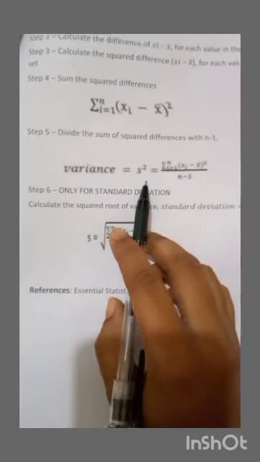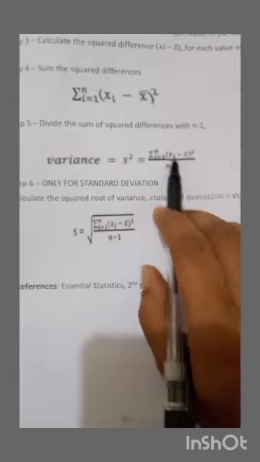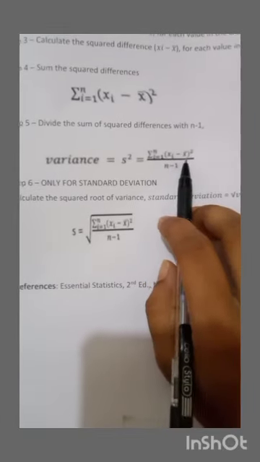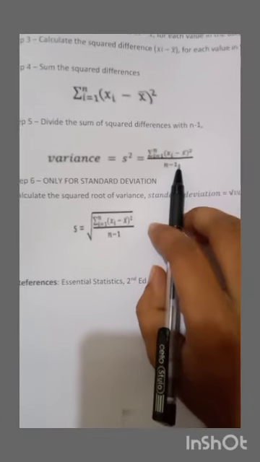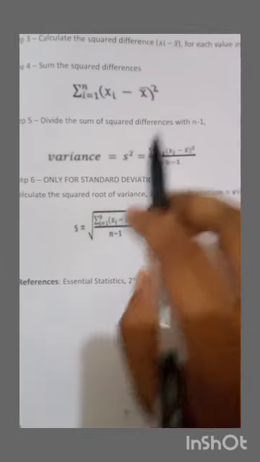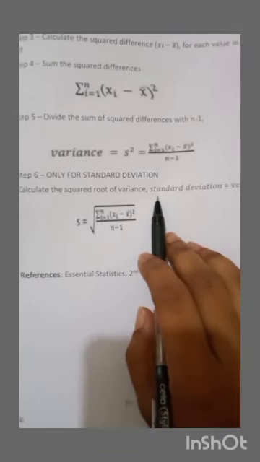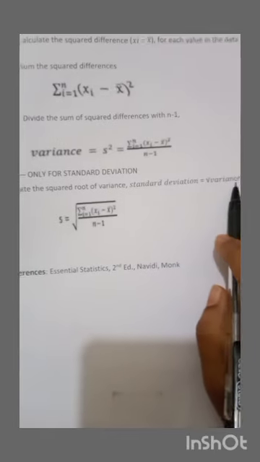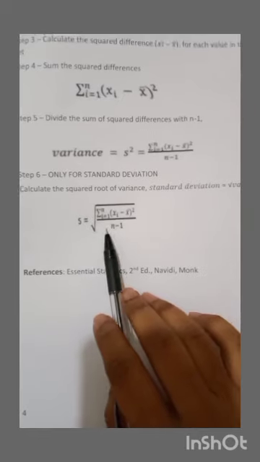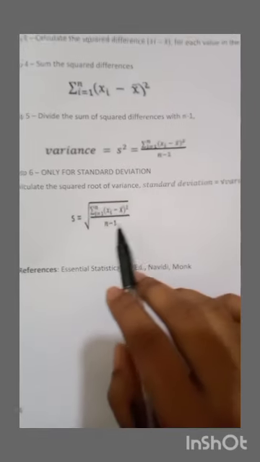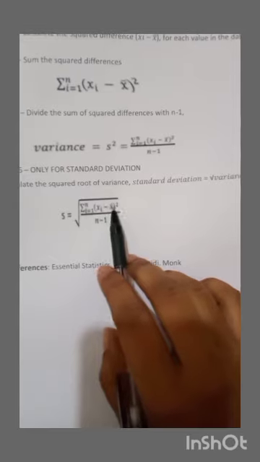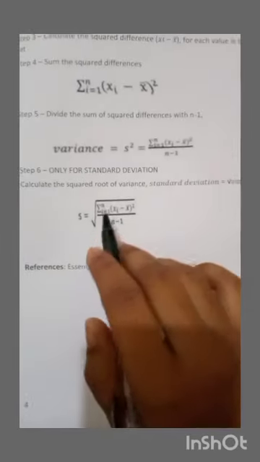We get the variance. What is variance? Variance equals s square, which equals the summation of (xi minus x bar) whole square upon n minus 1. Till we get the variance, and for standard deviation we must have the variance. So what is standard deviation? Calculate the square root of the variance. Standard deviation equals the square root of variance. If we have the value of variance, the standard deviation equals the square root of the summation of (xi minus x bar) whole square upon n minus 1. So we get the standard deviation.